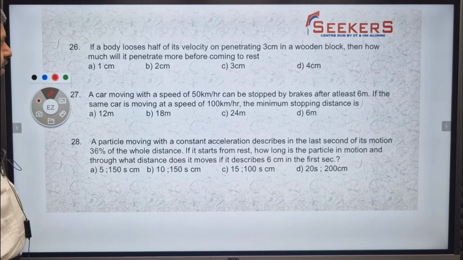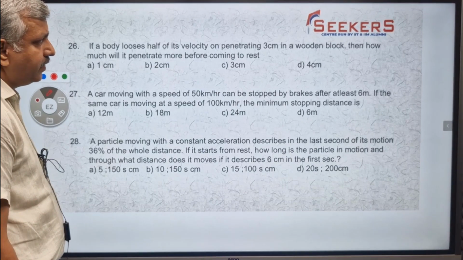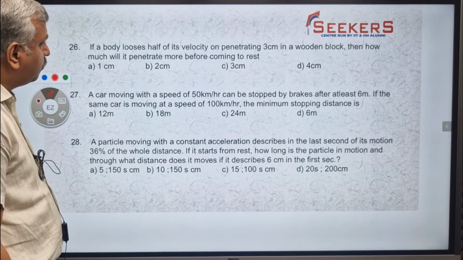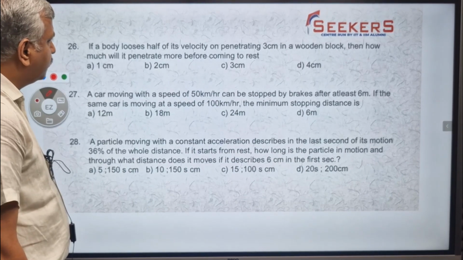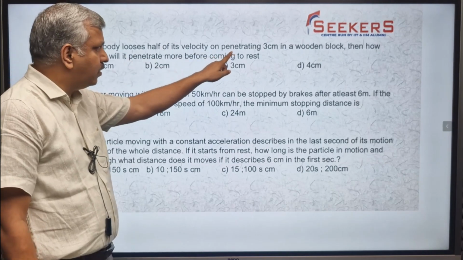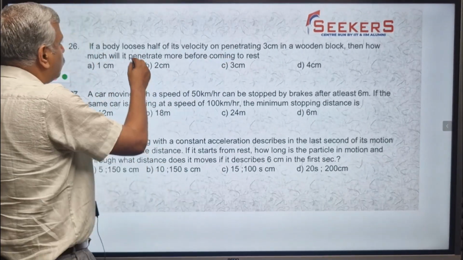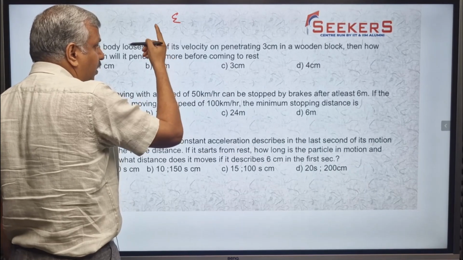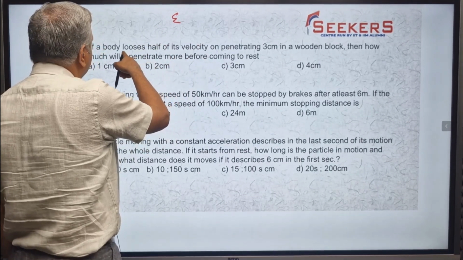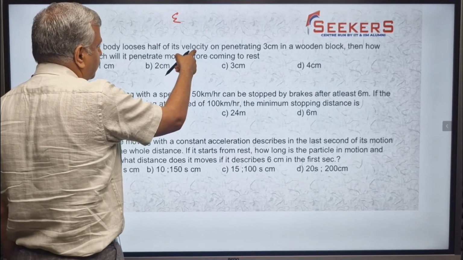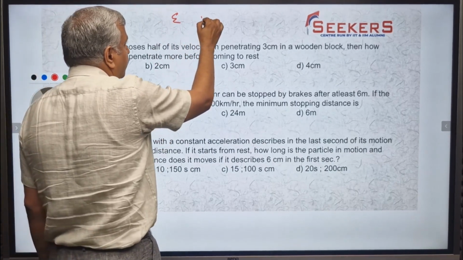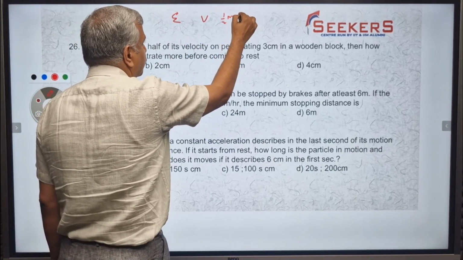If a body loses half of its velocity on penetrating 3 centimeters of a wooden block, then how much will it penetrate more before coming to rest? So now half of its velocity is lost in 3 centimeters. Suppose its energy was E. Half of the velocity is lost, so 3/4 of the energy is lost. See, initially its velocity was v, so energy is half m v squared.